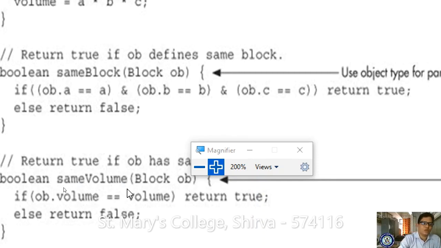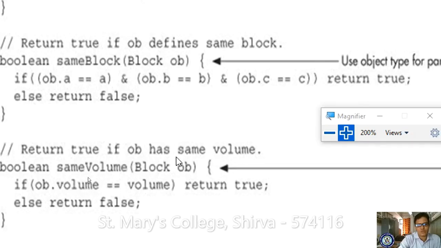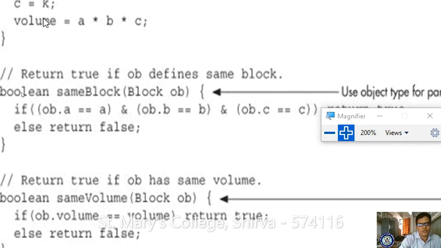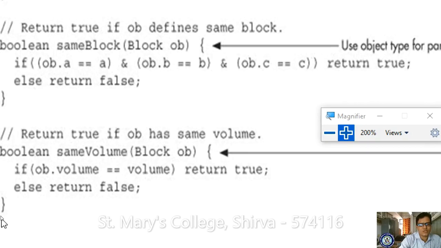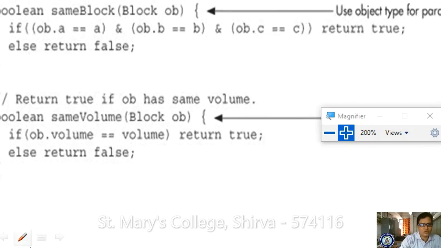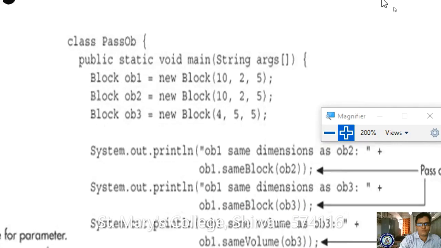Okay, now I'm constructing one more method, that is boolean sameVolume of Block ob. What is the name of the method? sameVolume. Its return type is boolean, and I'm passing an object as a parameter, a Block class object. I'm comparing ob.volume equal to volume. Whatever volume I have supplied, if it is equivalent to this volume, then it returns true, otherwise it returns false.